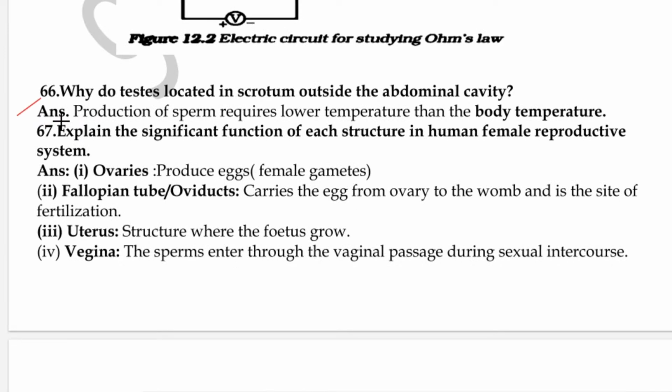Next question. Why are the testes located in the scrotum outside the abdominal cavity? Answer. Production of sperm requires a lower temperature than the body temperature.